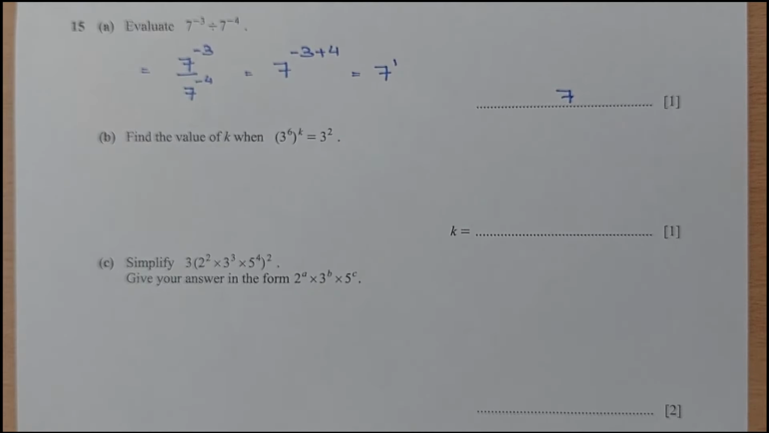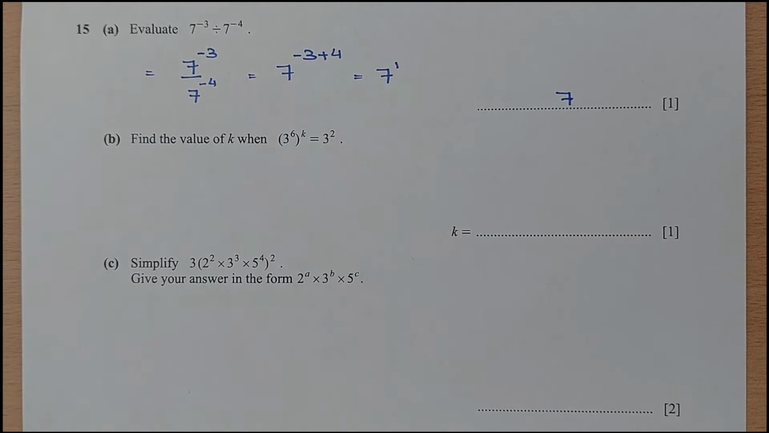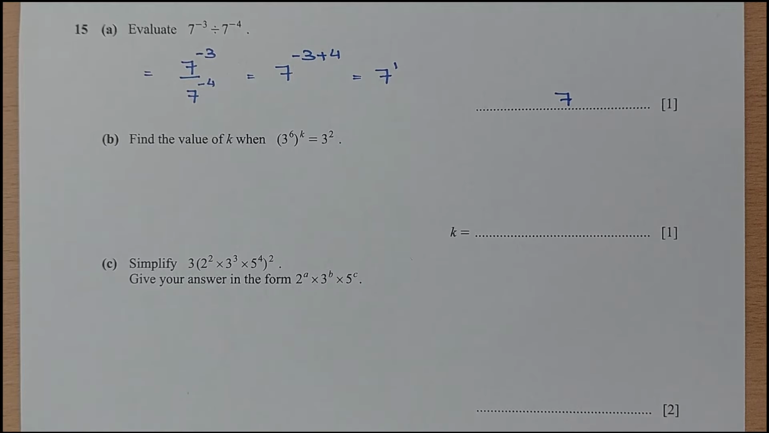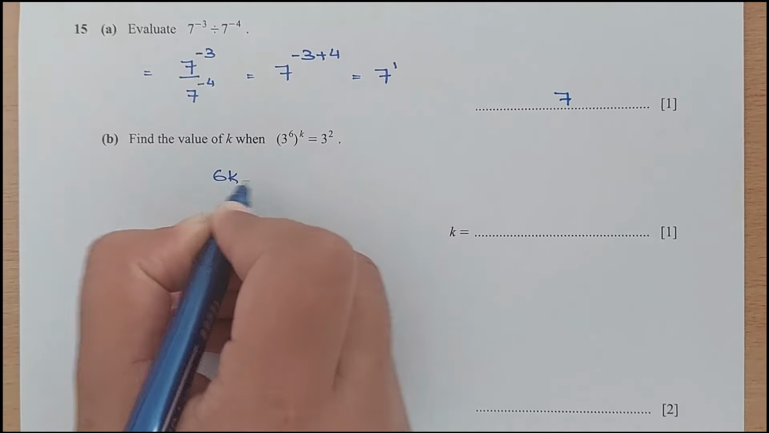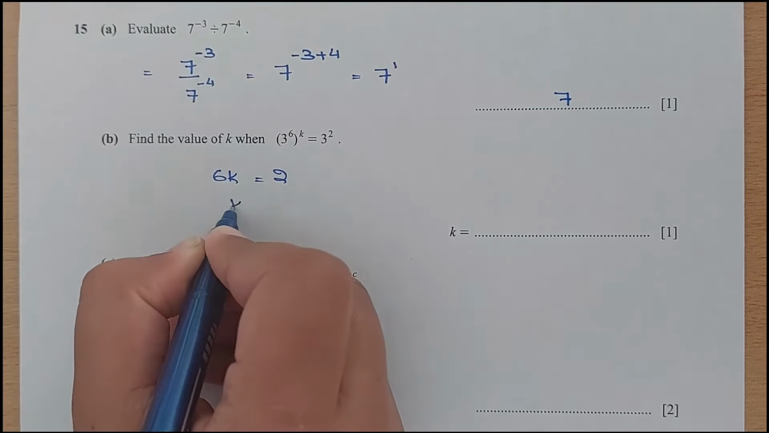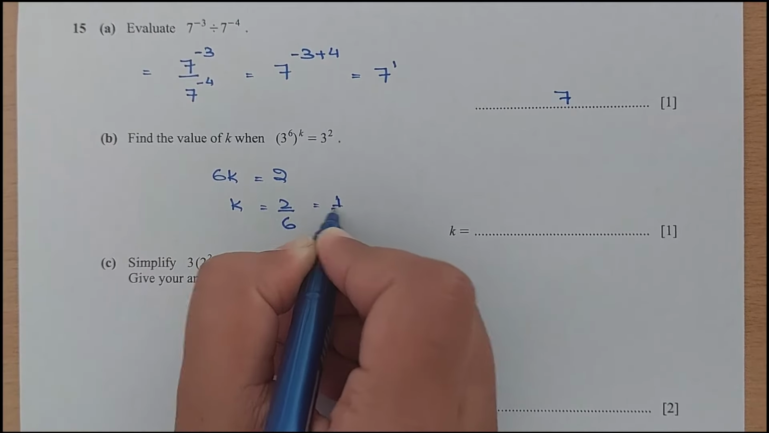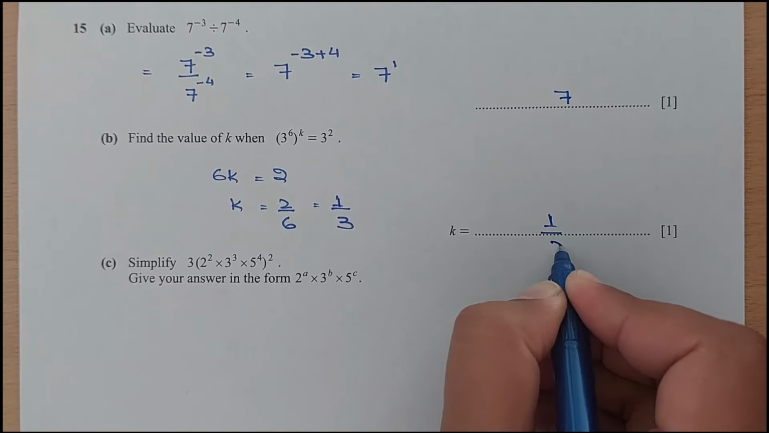Right. Now for the B part, find the value of k when 3 exponent 6k is 3 squared. Okay, so the bases are the same, 3 and 3. We can just simplify the exponent. So 6k is equal to 2, and k would be 2 out of 6. That is 2 times 1 is 2, 2 times 3 is 6. So the k value is 1 by 3.